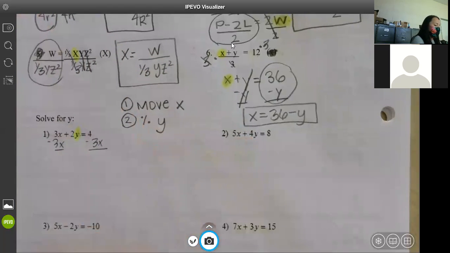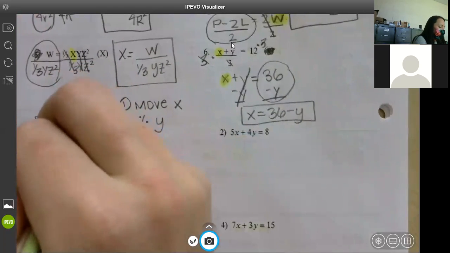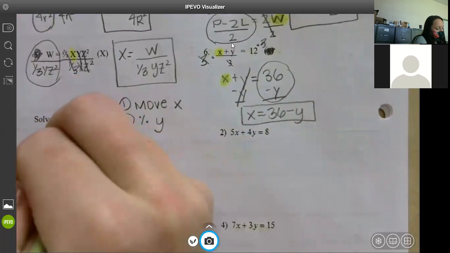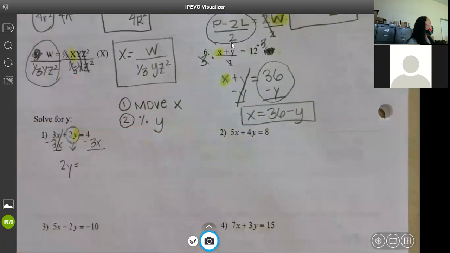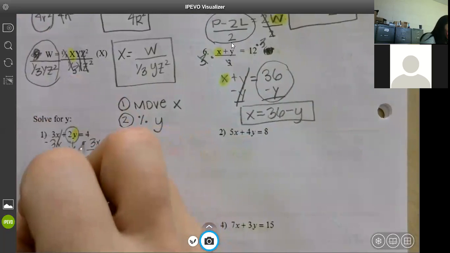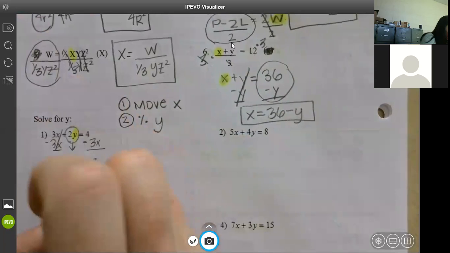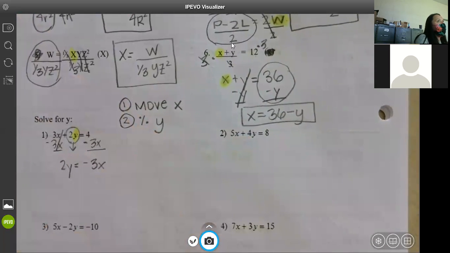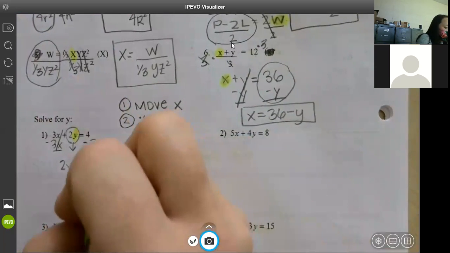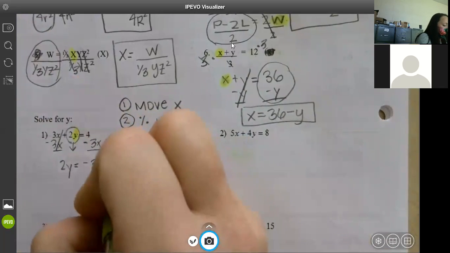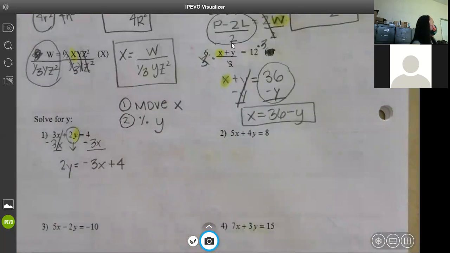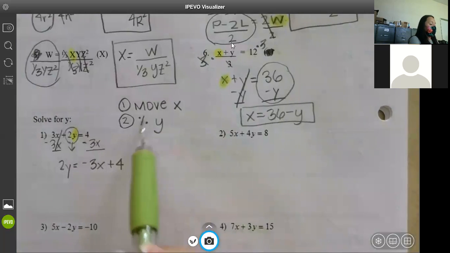Here's what I want you to start doing. We're going to bring down this positive 2y, but I always want you to write the x first, okay? So always write the x first. So this is a negative 3 or a minus 3x. And then this is a positive 4. So we're going to write plus 4. Always write the x first. That'll help us in our next unit, okay? Write that x first.